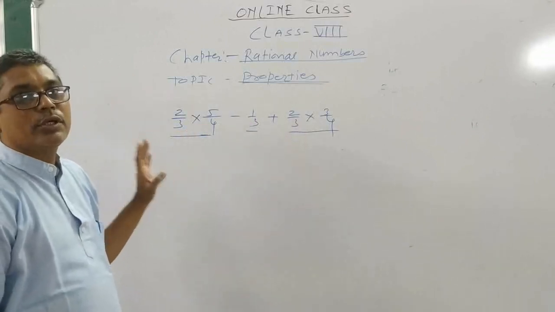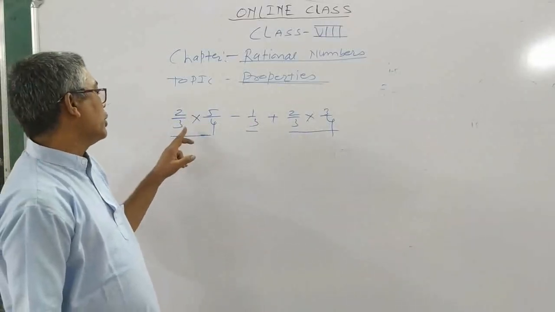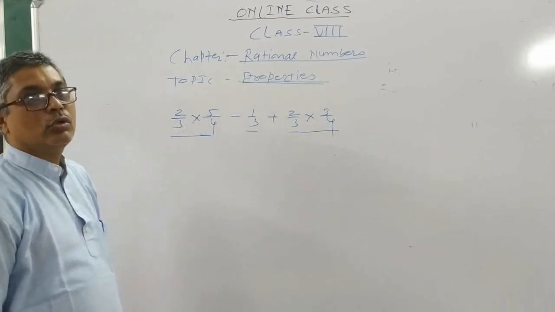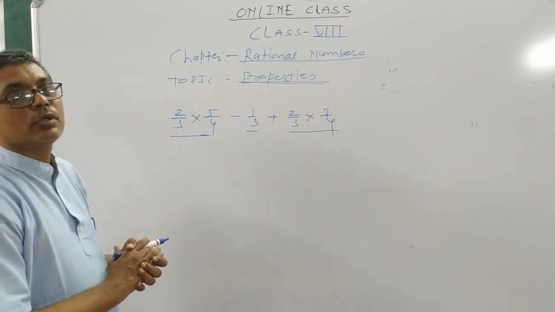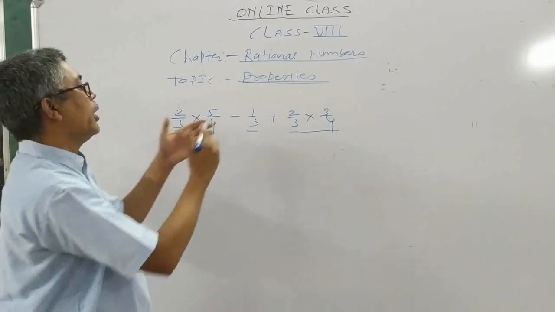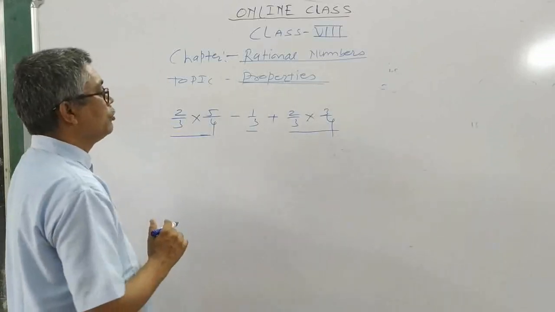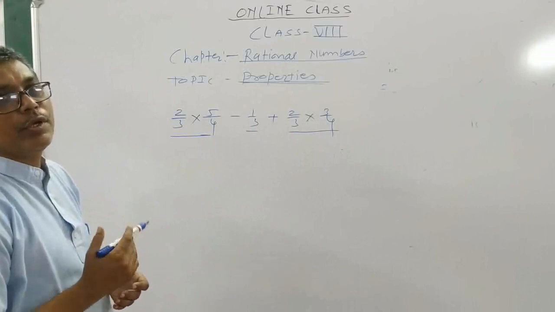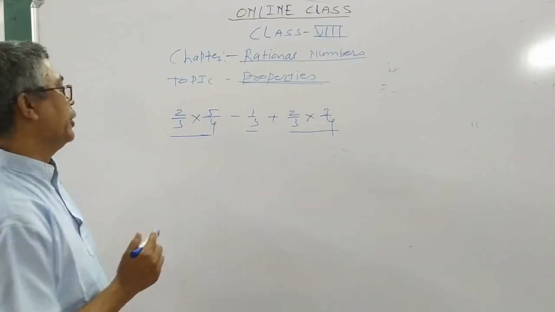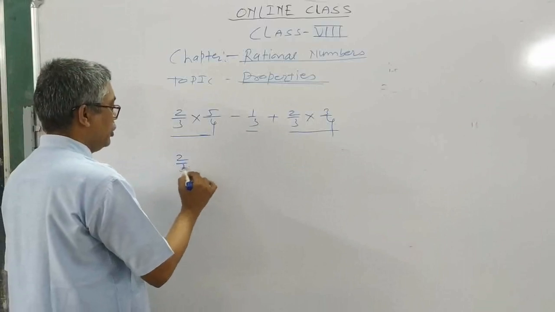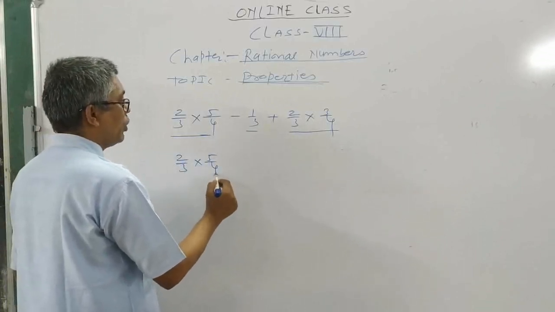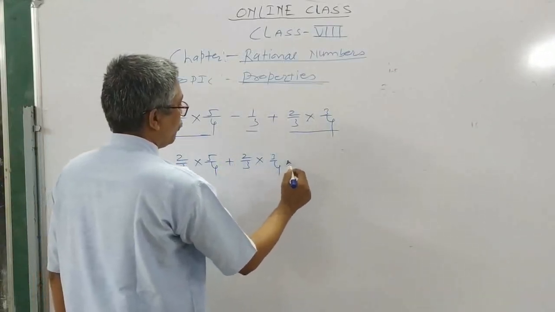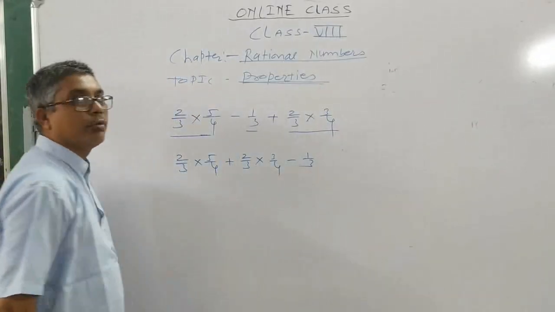If you observe it carefully, what we get here, in this first term and this third term, 2 by 3 is common. So we take these two terms near to each other and then we subtract 1 by 3 from it. So by using commutativity and associativity, we can say this. So 2 by 3 into 5 by 4 plus 2 by 3 into 3 by 4 minus 1 by 3.